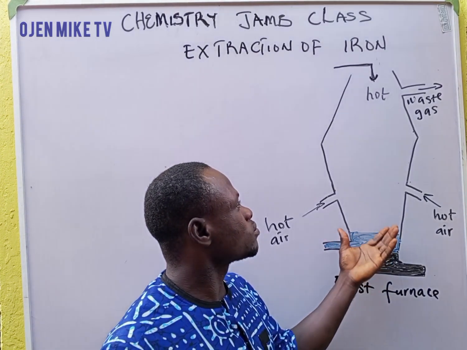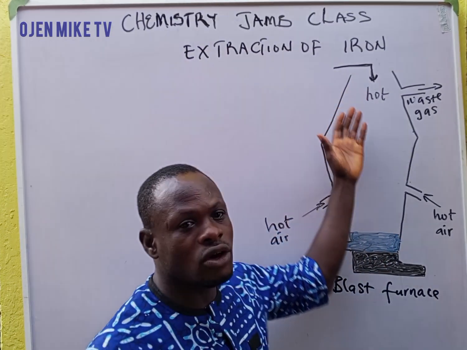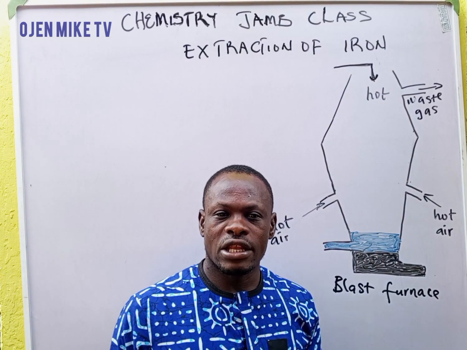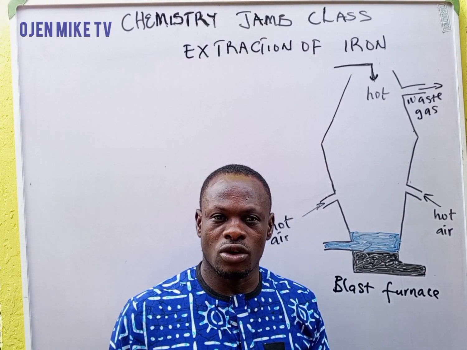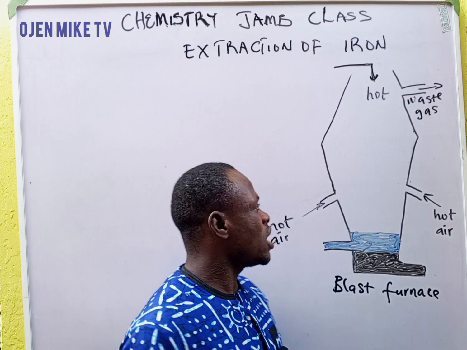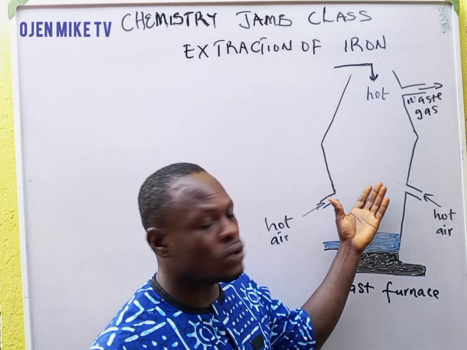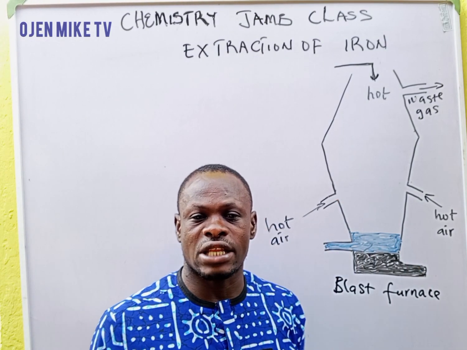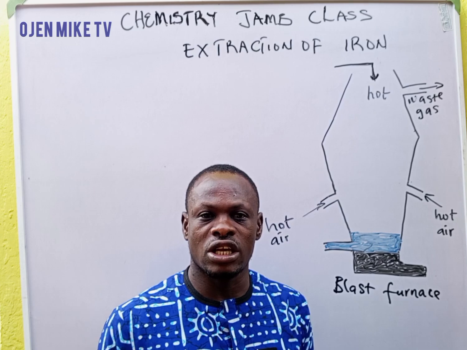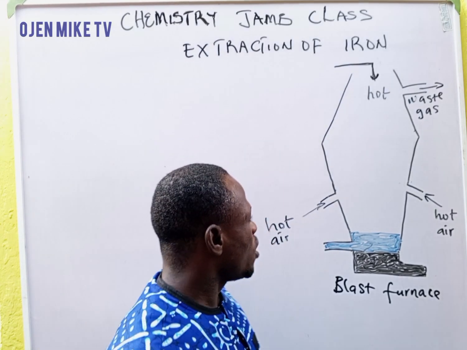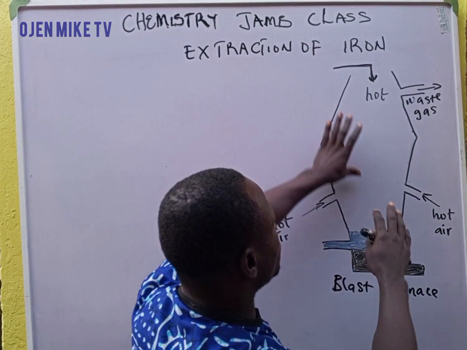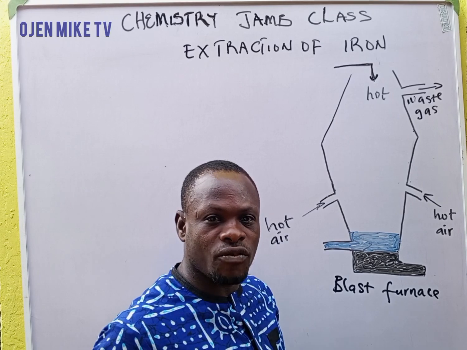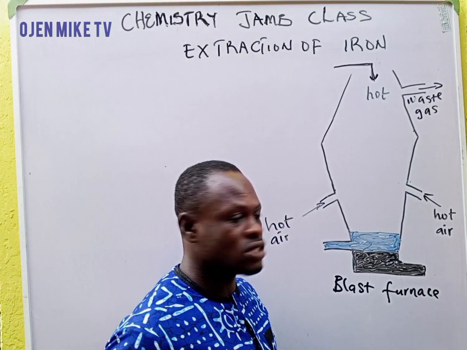We are looking at extraction of iron. Iron is extracted from its ore, and the greatest percentage of iron is found in hematite. We are going to look at how we can use hematite. Hematite is a compound containing iron and oxygen. Now, if you look at this diagram here, this is a blast furnace. You get that? This is a blast furnace.